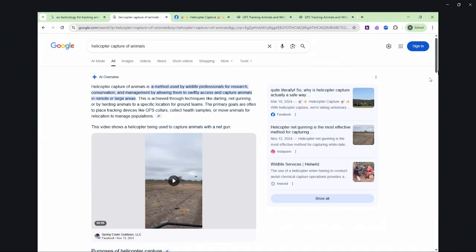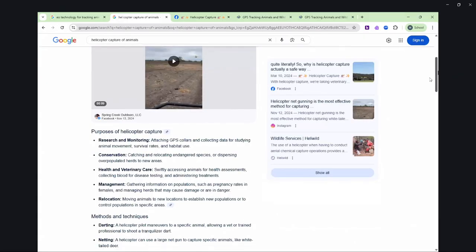Okay, so the purposes of helicopter capture then: researching and monitoring, attaching GPS collars, collecting data for studying animal movement, survival rates, and habitat use; conservation, catching and relocating endangered species, moving overpopulated herds to new areas; health and veterinary care, swiftly accessing animals for health assessments, collecting blood for disease testing and administering treatments; and gathering information on populations, which is what we've been talking the most about, such as pregnancy rates in females, managing herds that may cause damage, and of course, relocation.